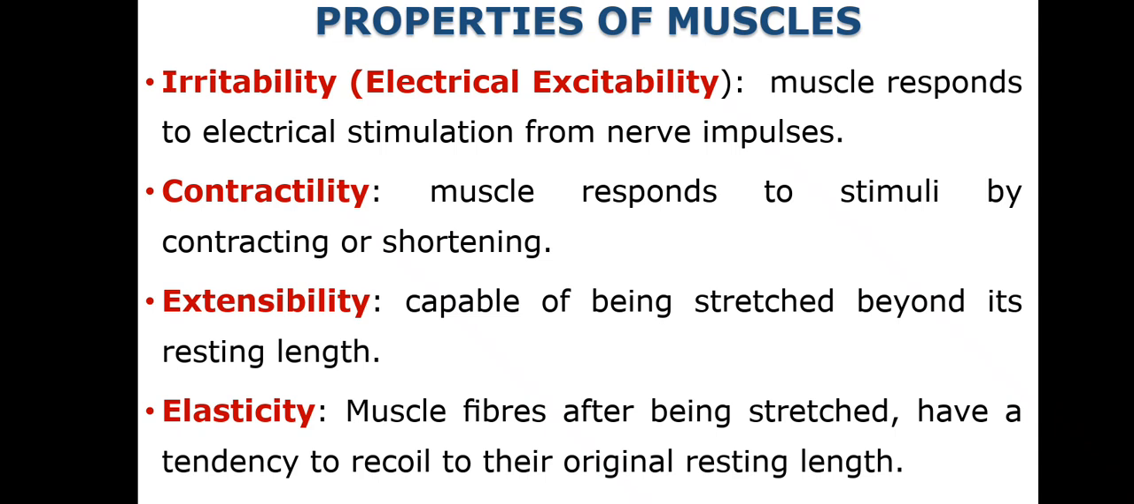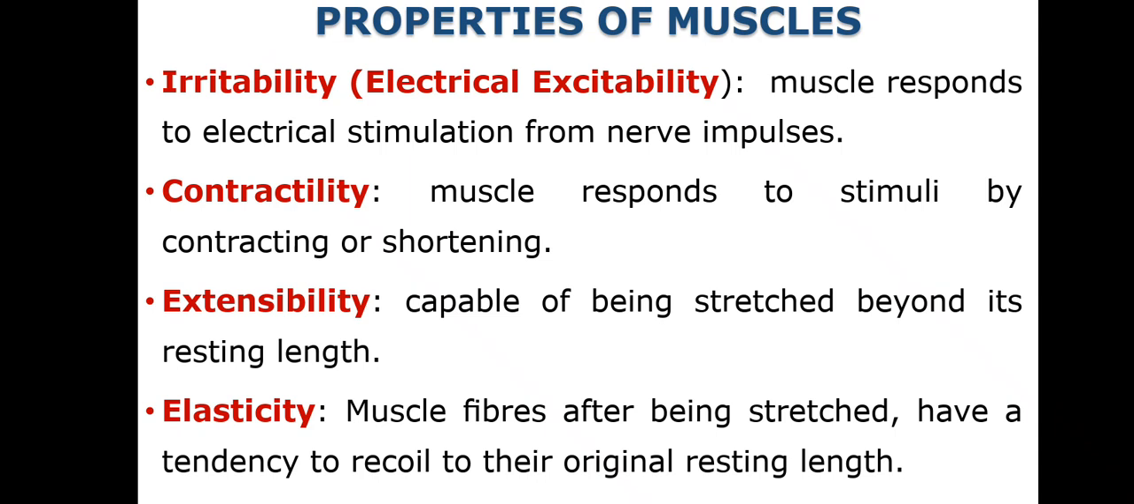It's very, very important. One of the most important properties is what we call irritability. I believe when you were doing biology in secondary school, you learned about the features of living organisms, and one of them was irritability. It simply means that an organism is able to respond to stimuli. Just like that, these muscles are irritable. What it means is that they respond to external stimuli.